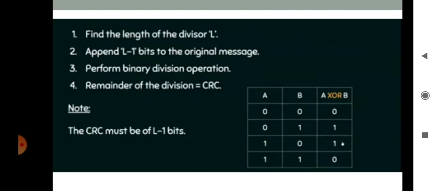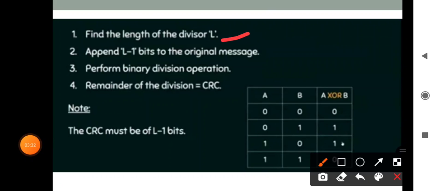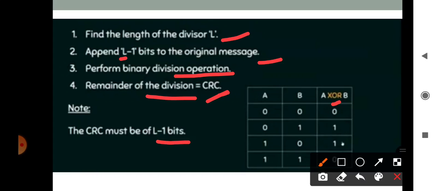Here are the rules. First, find the length of the divisor, L. Second, append L minus 1 bits to the original message. Then perform binary division by XOR, and the remainder of the division is the CRC, and the CRC must be L minus 1 bits.